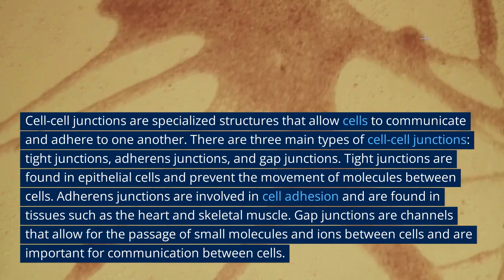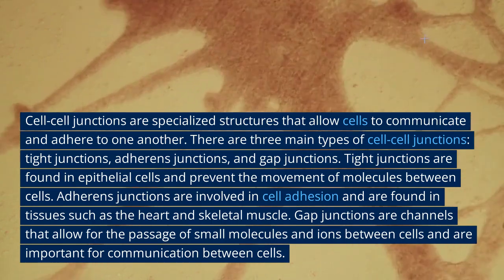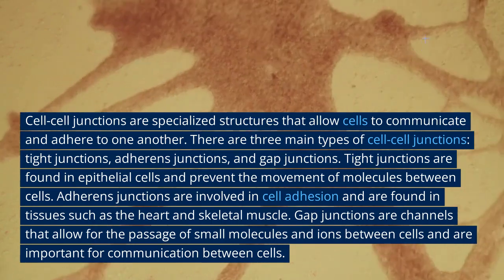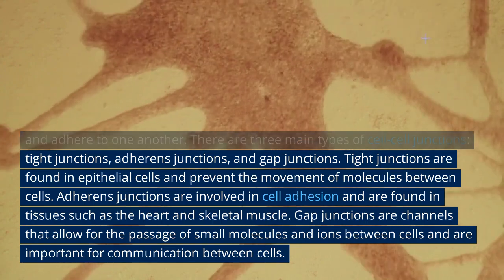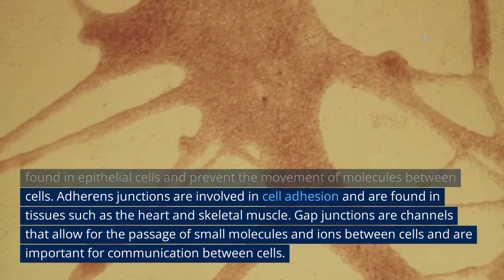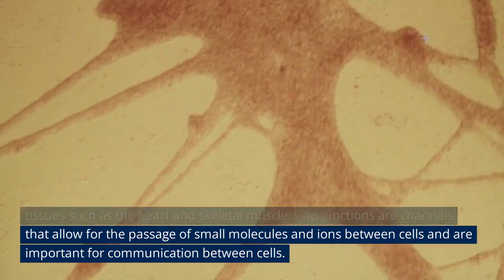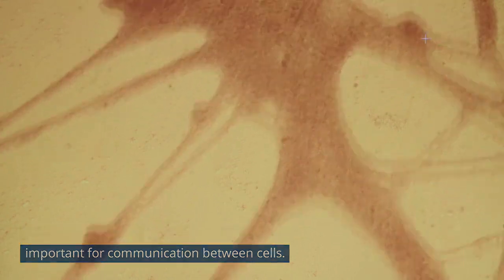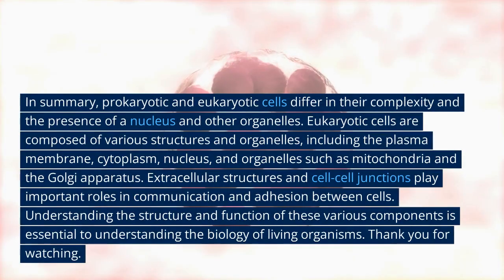Adherens junctions are involved in cell adhesion and are found in tissues such as the heart and skeletal muscle. Gap junctions are channels that allow for the passage of small molecules and ions between cells and are important for communication between cells. In summary, prokaryotic and eukaryotic cells differ in their complexity and the presence of a nucleus and other organelles.